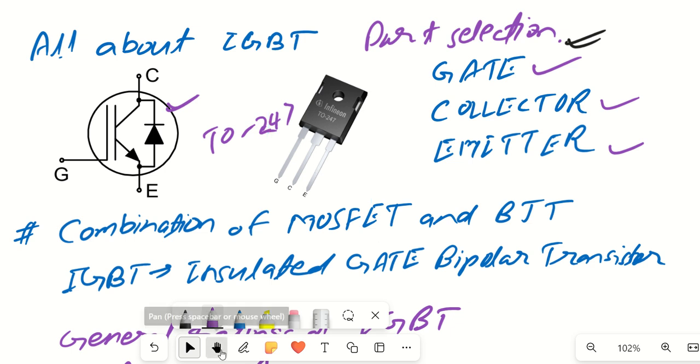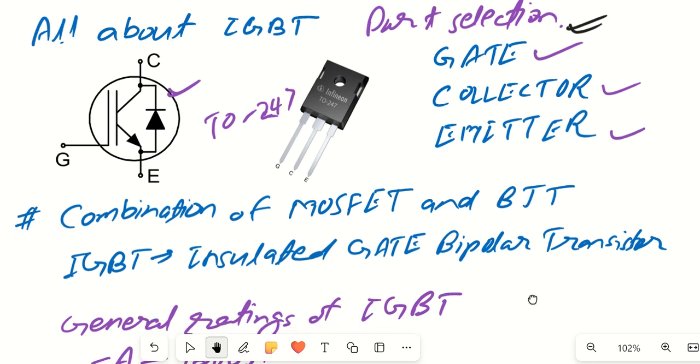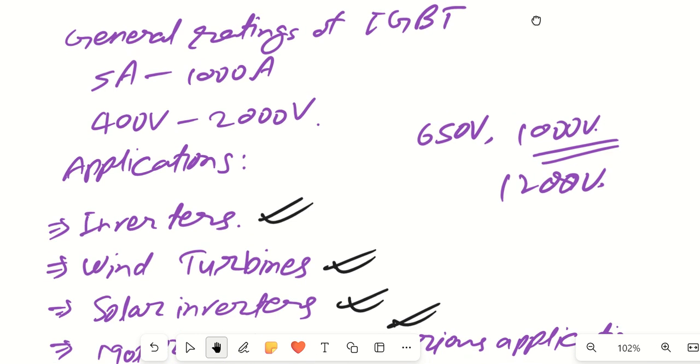Let us first find out the different applications of IGBTs, as well as the different ratings. First of all, the general ratings of IGBTs: these days they are available from 5 amperes to around 1000 amperes. Another thing is that the voltage rating is around 400 volts to 2000 volts. Generally, in your applications you will need to find an IGBT of, let us say, 650 volts or maybe 1000 volts or 1200 volts. These are the ratings that will be required to select your IGBTs.